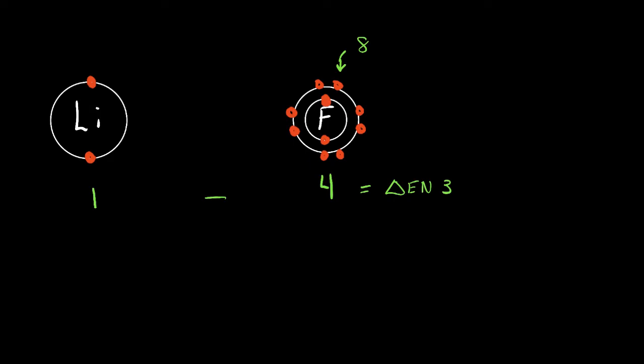So that outermost electron came from this outer ring, this valence shell. That electron was attracted to the fluorine like that. Okay. So what did we form here? This is called a lithium fluoride compound.